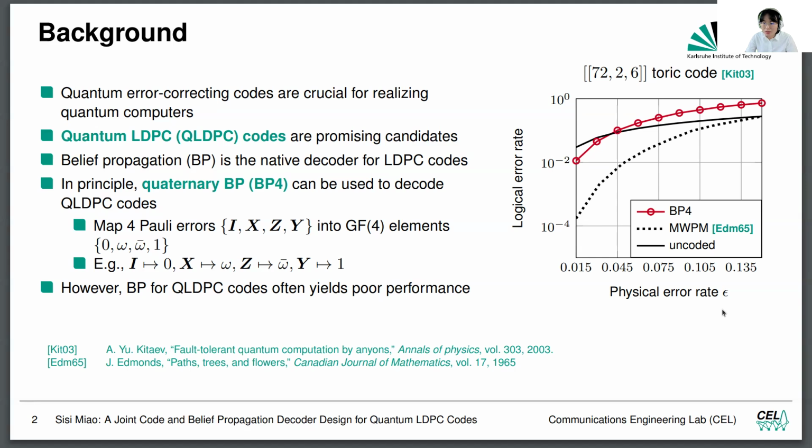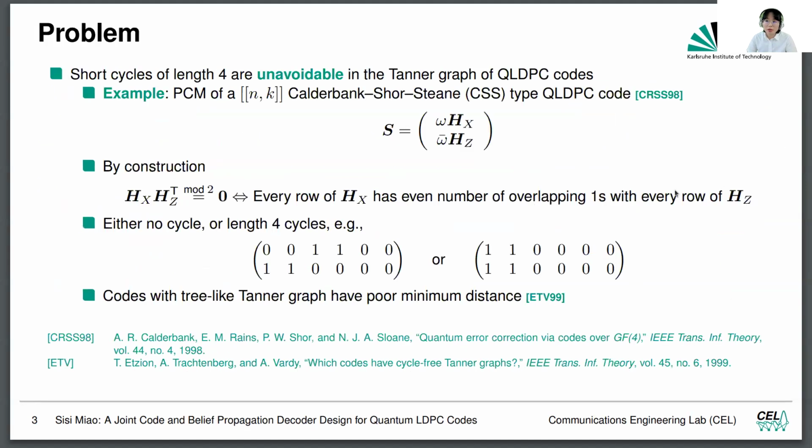And why is this happening? We want to look at this problem. The first thing we realize is that we cannot avoid short cycles of length 4 in the Tanner graph. If we know classical LDPC codes, then you know that short cycles of length 4 are very harmful. They cause many trapping sets, and 4-cycles also form further 6-cycles and so on. Then we want to see why this is unavoidable.